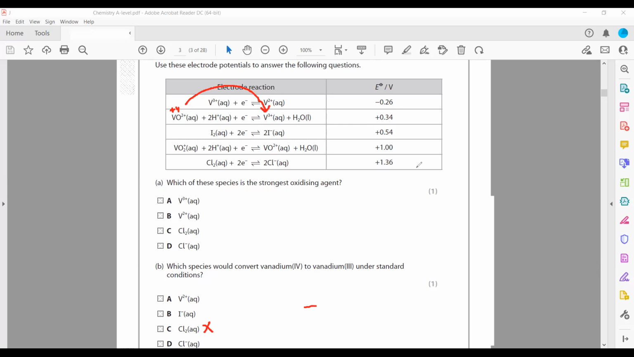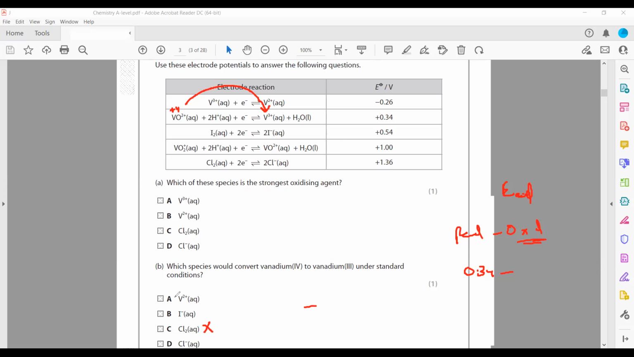So 0.34 is there. And the electrode potential of a cell is reduction minus oxidation. So when we work out the reduction here, it is because vanadium 4 is tending to vanadium 3, that's a reduction. So that is 0.34 minus. So in which substance does oxidation happen?